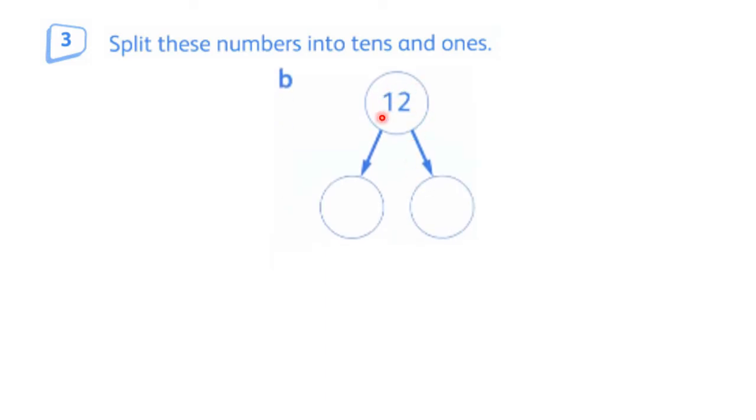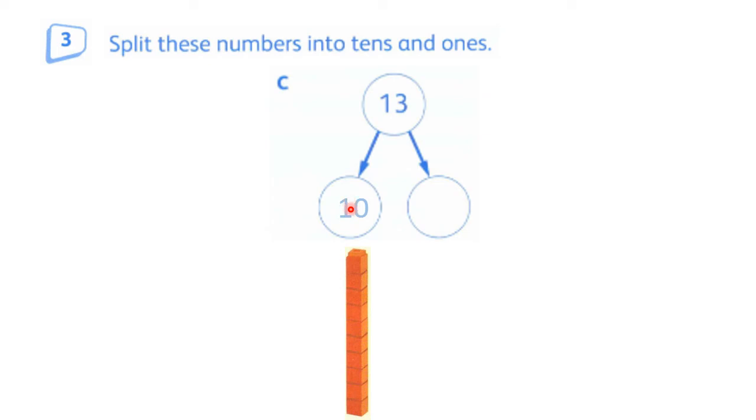B, 12, which we can split into 1 ten and 2 ones. See? 13. Here we have 1 ten, and here 3 ones.